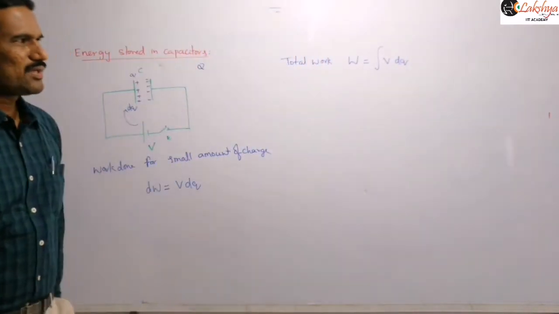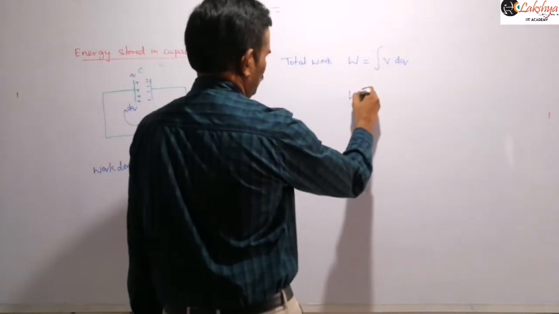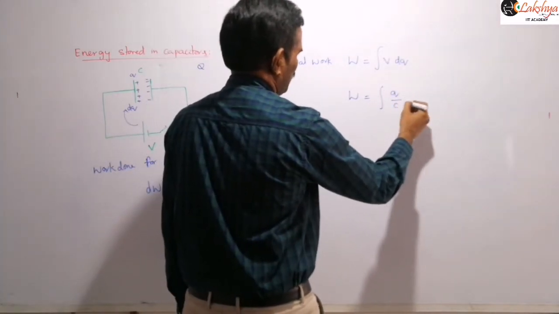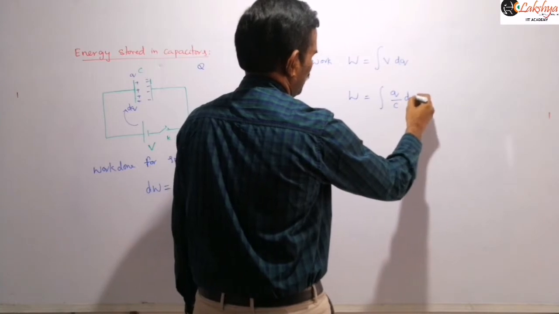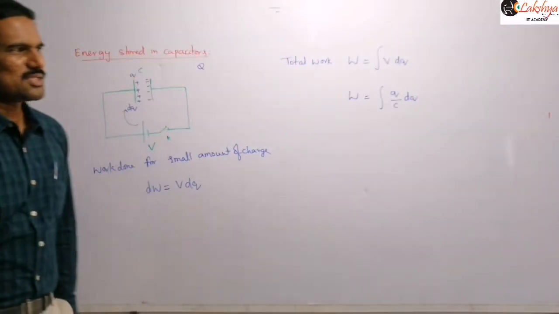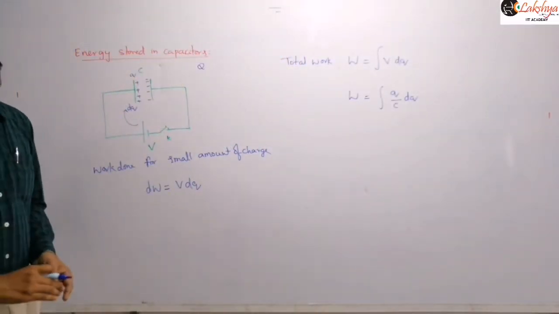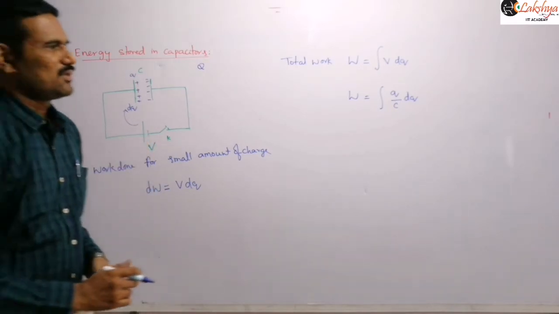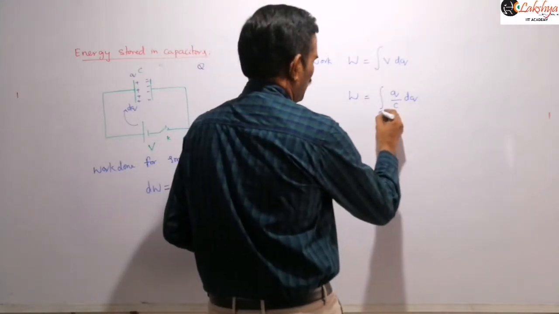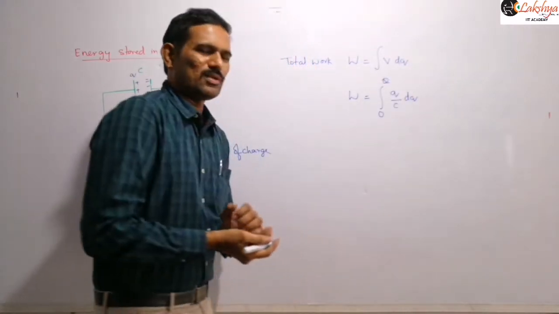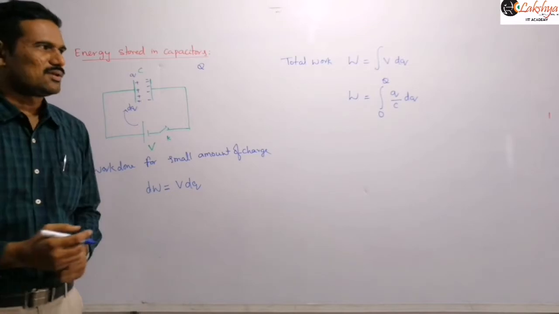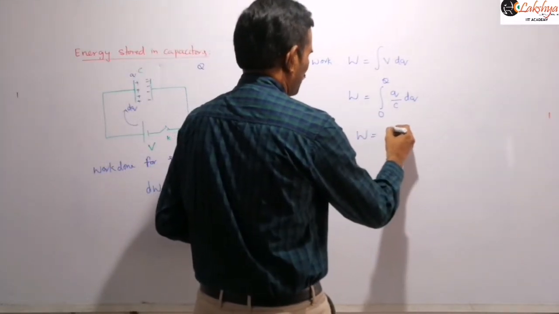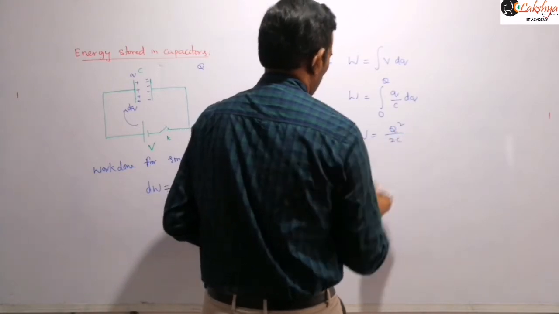And now that V value we can express as Q by C, where V is the potential difference across the capacitor. So it is the integral of Q by C into dQ, where the limits will be from 0 to capital Q, since we are assuming the total charge on this capacitor is capital Q. Therefore, this work done we can write as Q square by 2C.